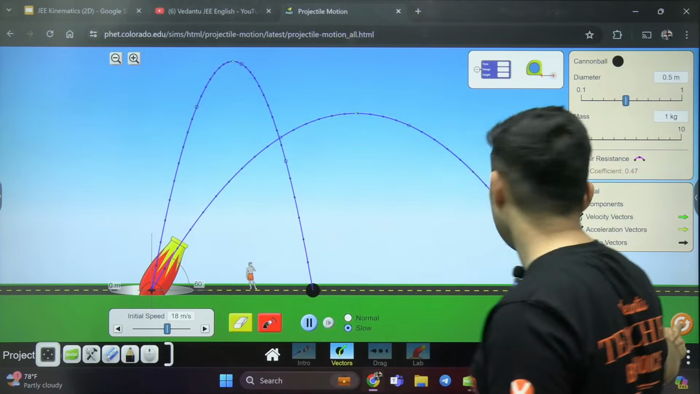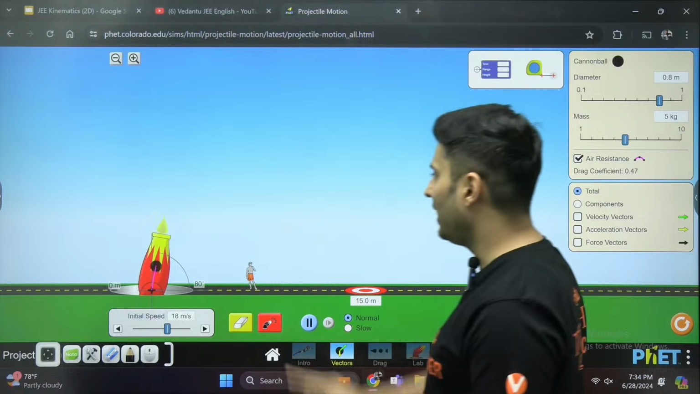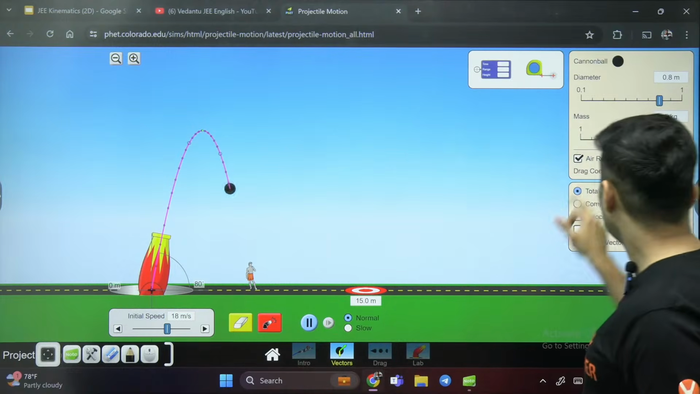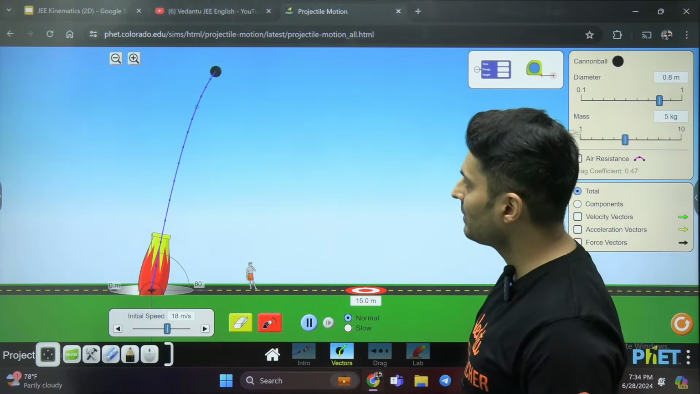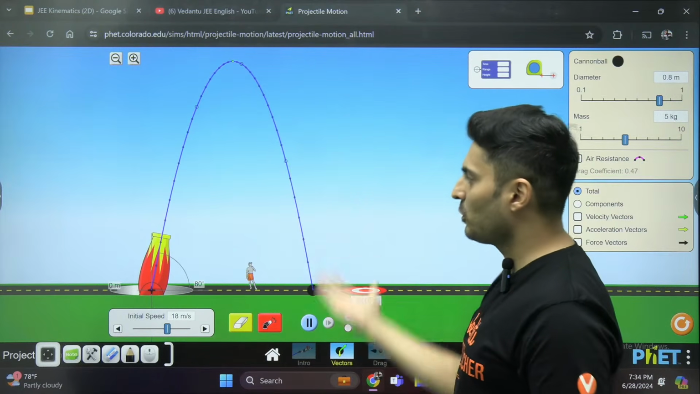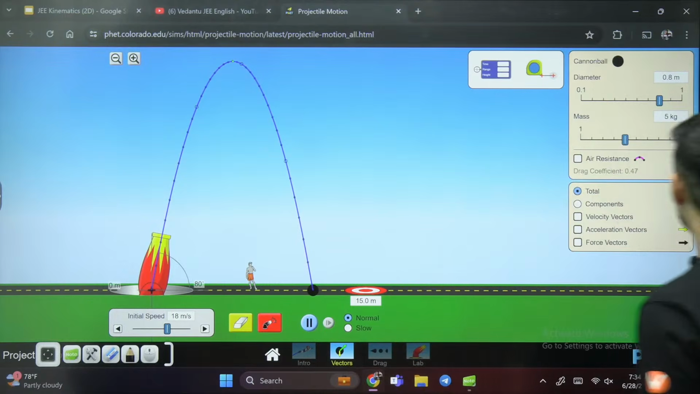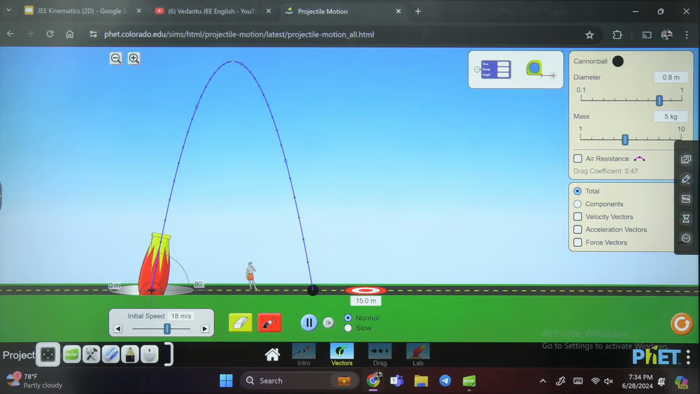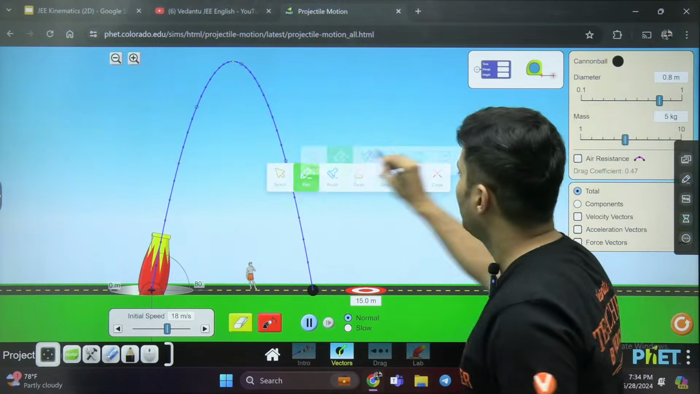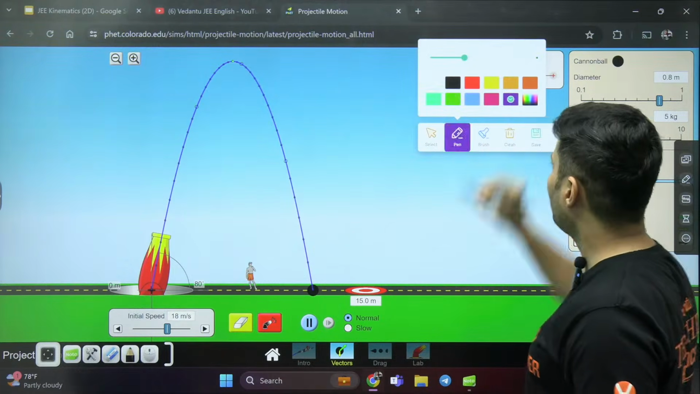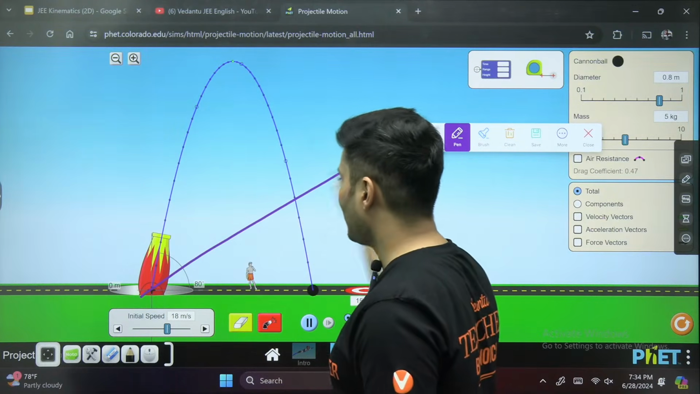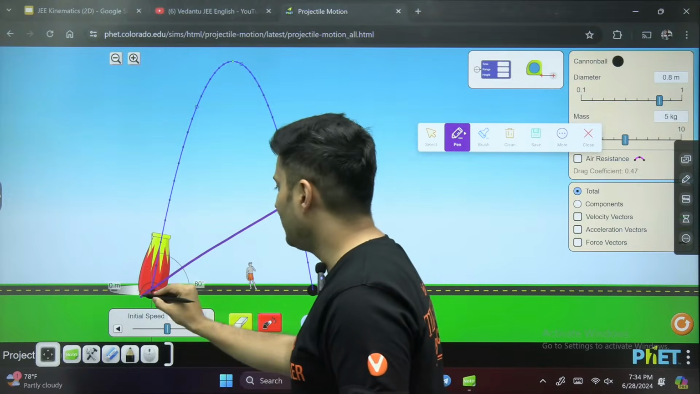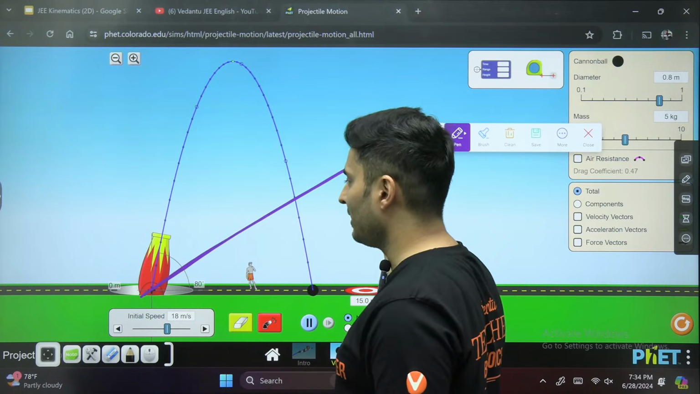Okay, let's just reset it. Let's just fire it as before. Okay, just 1 second, reset it again. Okay, let's fire it like this. This was a normal projectile, right? Now just imagine somebody decided to construct a ramp or an incline like this.